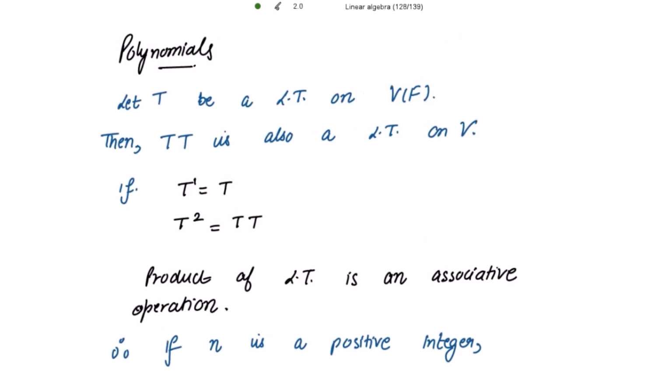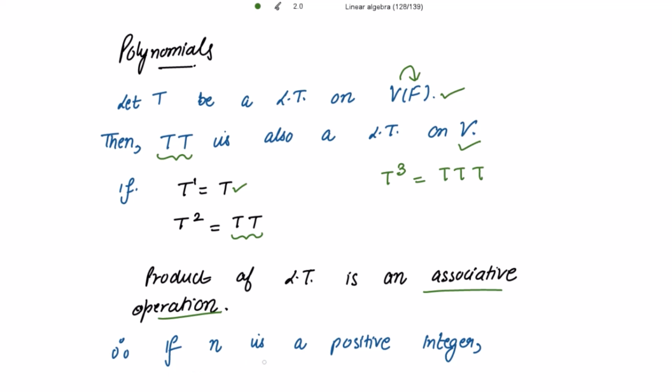Next, about the polynomial. Let T be a linear transformation of vector space V over the field F. Then the product of T and T is also a linear transformation on V. T1 is T, T1 means you just have T over here. T2 means the square, that is we multiply T two times. T3 will be the multiplication of T three times. Likewise, right? Product of linear transformations is an associative operation.